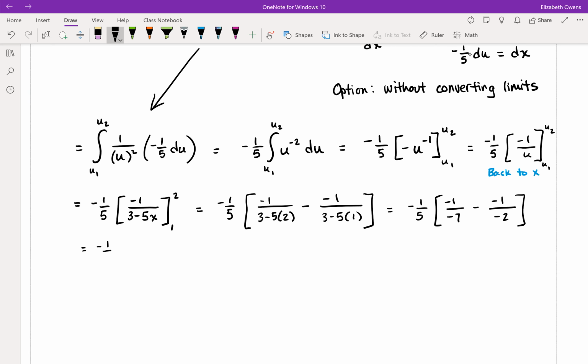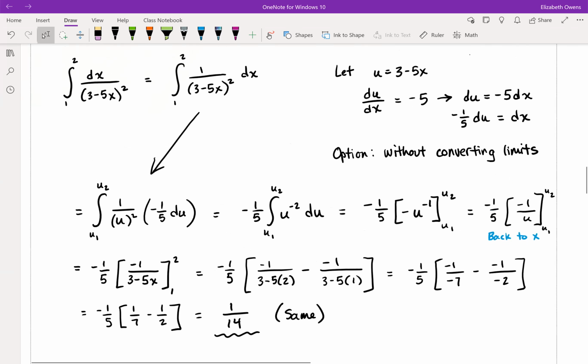And so we're ending up with the same values here. Negative 1/5 times 1/7 minus 1/2. And algebraically, we know what's going on there. This is still going to equal 1/14. Okay, so same thing. All right. So there's both options, converting the limits or not converting the limits to approach this integral.